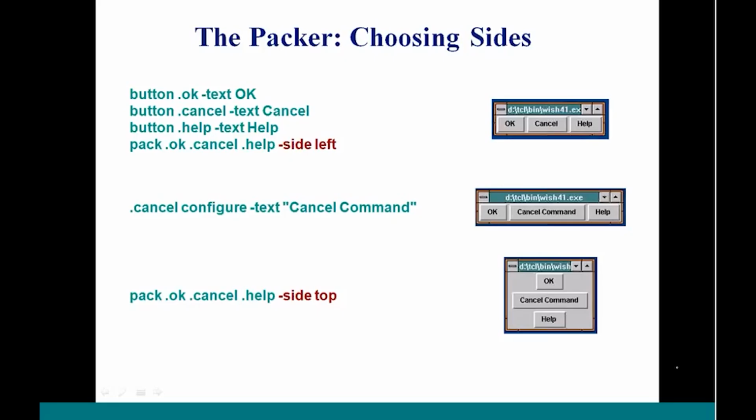Now we can reconfigure the cancel button. This time we are going to configure the text as cancel command. So basically just one command and it will do it for you. And then the other thing is to place these buttons one on top of each other. For that we just change the option from side left to side top.